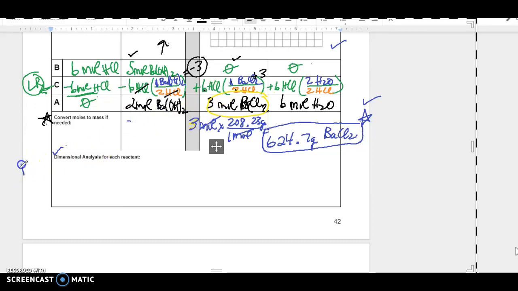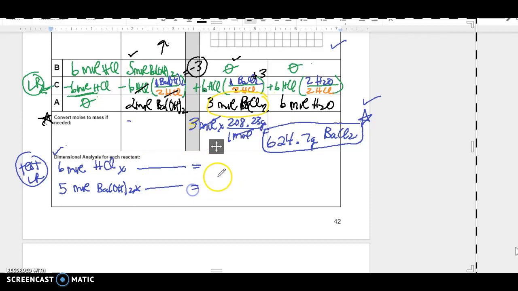So when you're doing the dimensional analysis, the first thing you're going to do is test for the limiting reactant. So I know I started with 6 moles of HCl, and I also started with 5 moles of Ba(OH)2. So the first thing I have to do is figure out who's the limiting reactant. That's the one that's going to run out first, so I need to see how much product it can make. So now I'm going to look at the ratios.